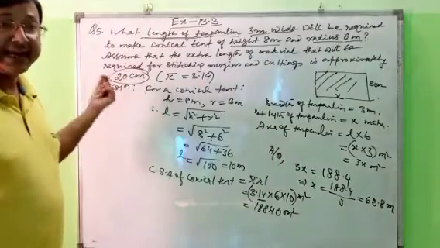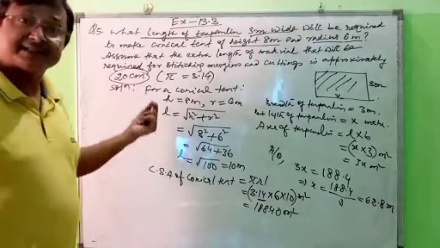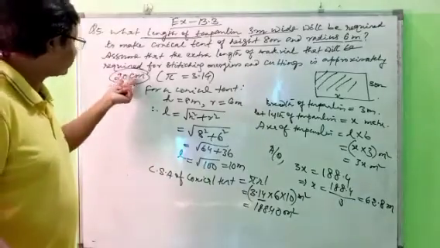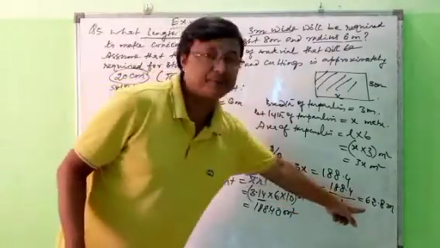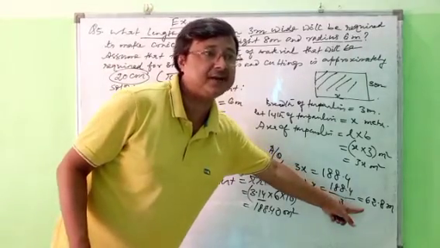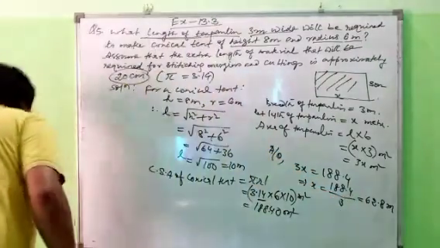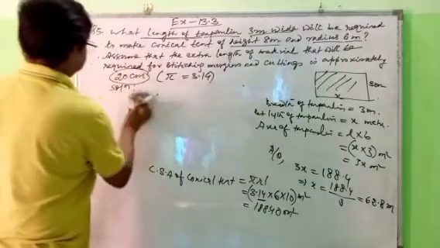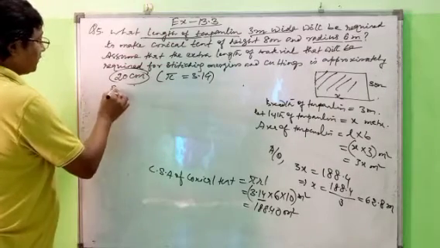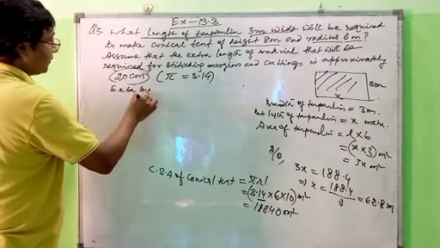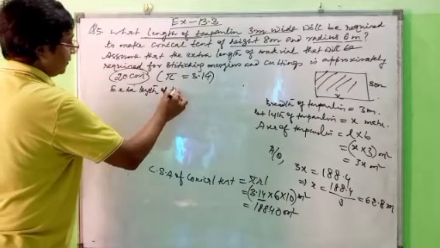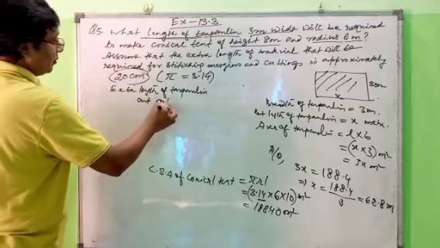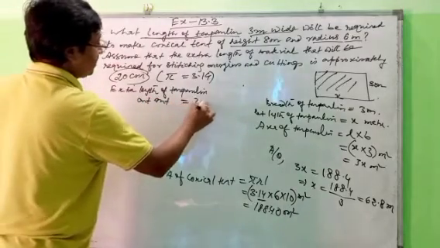So to get the actual length before its cutting, what is the length of the tarpaulin? So you are going to add this 20 centimeter to this length of the tarpaulin, so to get the actual length of the tarpaulin. So now here, extra length of tarpaulin cut out equals 20 centimeter.